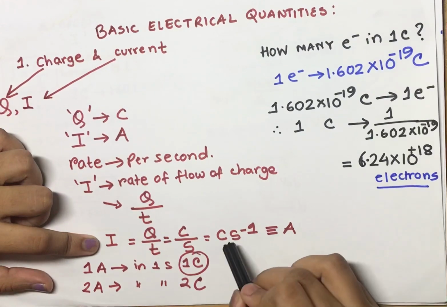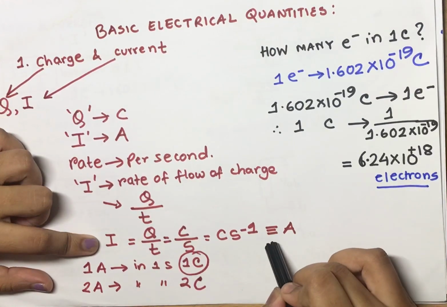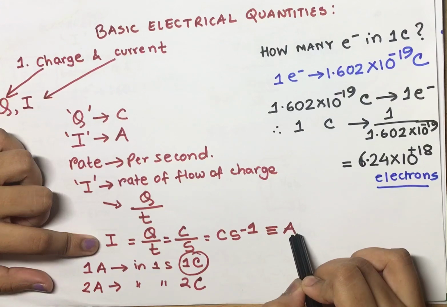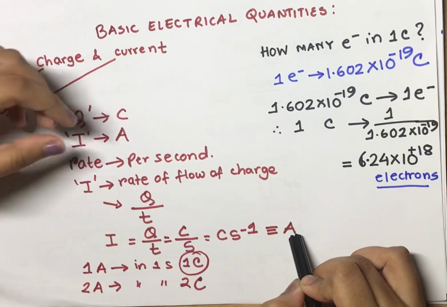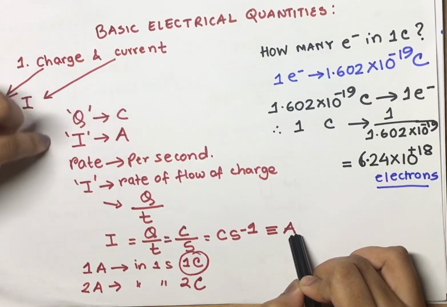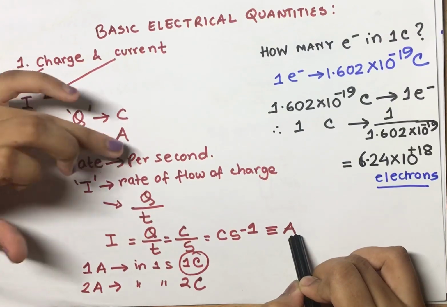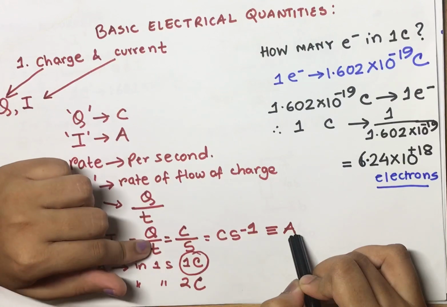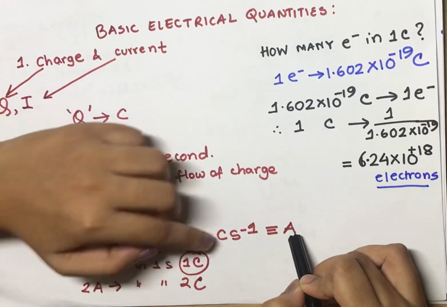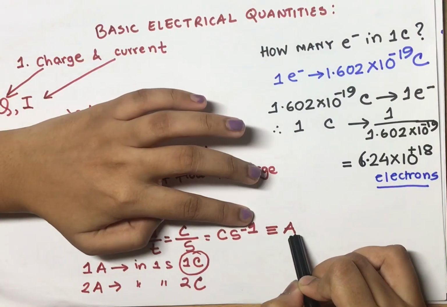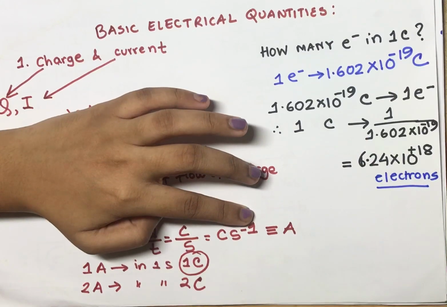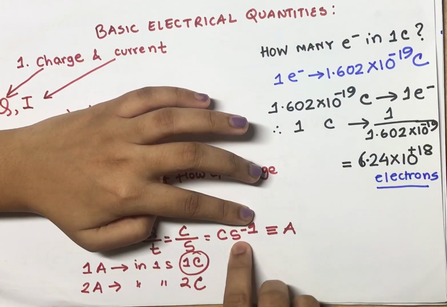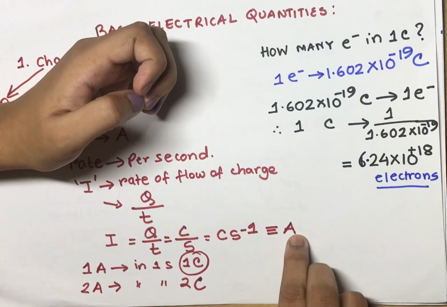So Coulomb per second is equivalent to Ampere. As previously I told you, the SI unit of current is Ampere. And from this equation we have seen that the unit of I is also Coulomb per second. So we can say that Coulomb per second is equivalent to Ampere.